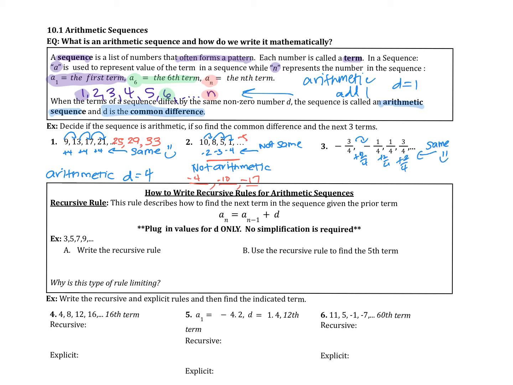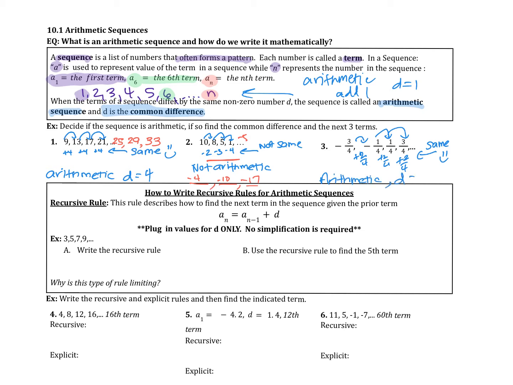So hopefully you paused the video and had time to work through that. To get from one term to the next, we're adding 2 in the numerator, which means that we're adding 2 over 4. Each time we're adding 2 over 4, so those are the same. So number 3 is arithmetic.